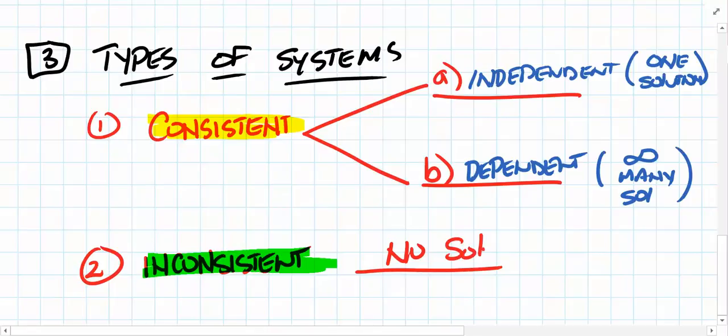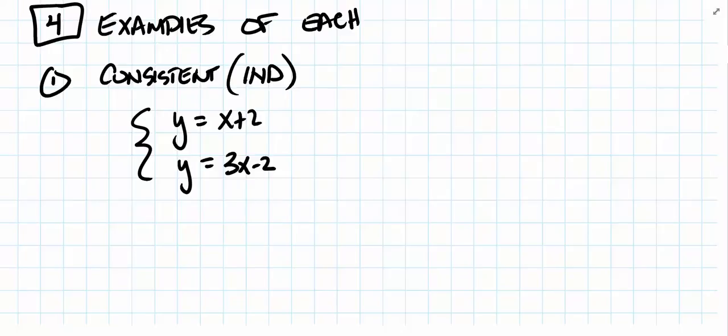Okay, let's talk about an example of each one of these. Let's do a consistent independent system. We're going to do y equals x plus 2 and y equals 3x minus 2. Let's get some practice graphing in our calculators and solving using the graphing calculator. So let's go ahead. I'll pull this up.